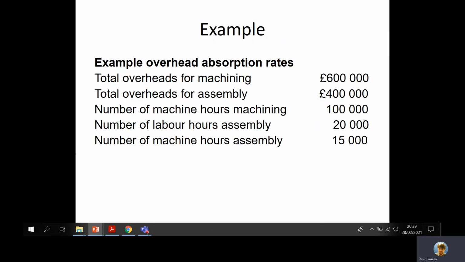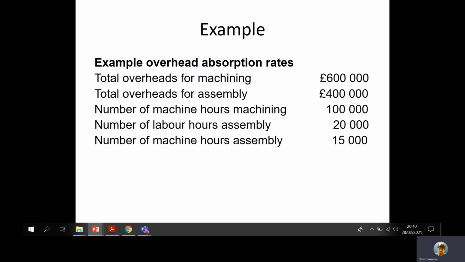So here we've got an example. We've got two departments, machining and assembly. We've got their total overheads for each one, 600,000 for machining and 400,000 for assembly. We've then got total number of hours for machining: total machine hours are 100,000 hours. And labour hours for assembly is 20,000, and the machine hours in the assembly department are 15,000. Now, we can completely ignore that 15,000 because the labour hours in the assembly department are greater. All right, so we're just going to use the highest of the two.